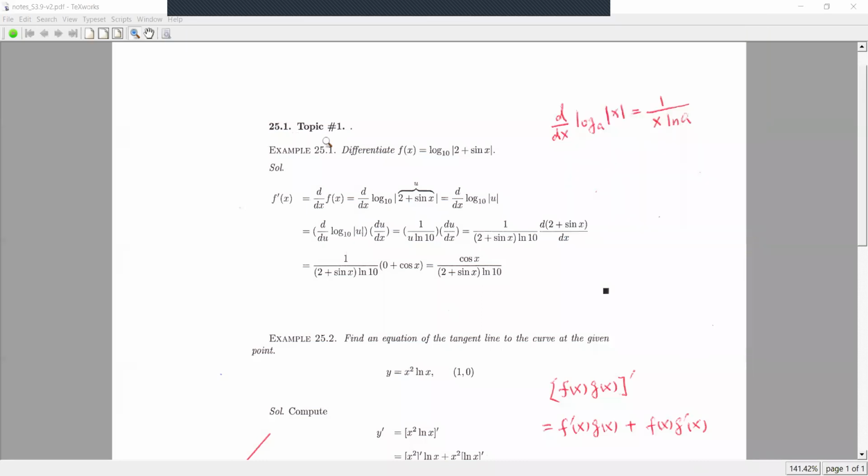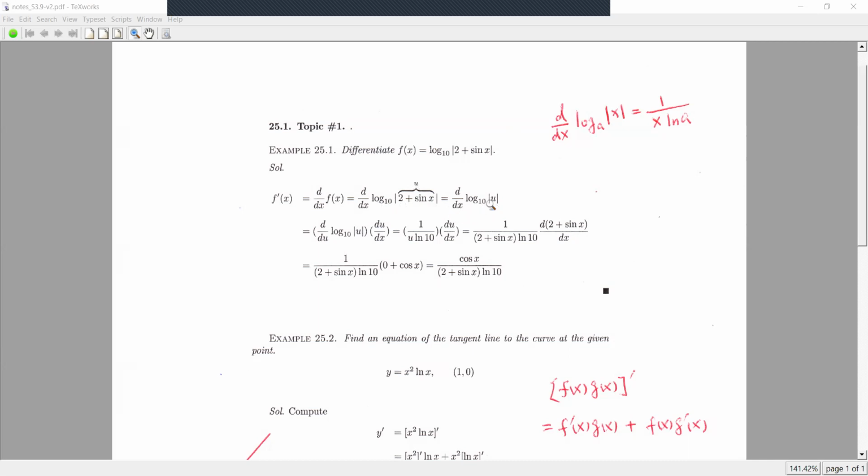Now, topic 1. Example 1. Differentiate this function. This function is log of absolute value of 2 plus sin of x. The base of the log is 10. To compute the derivative of this function, I want to use this formula. So I need to simplify the function. I let u be 2 plus sin of x. Then the function becomes log of absolute value of u.